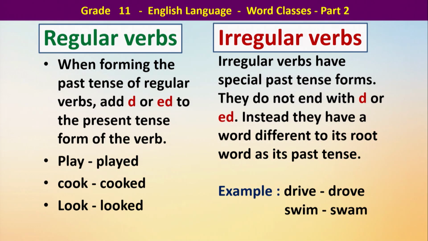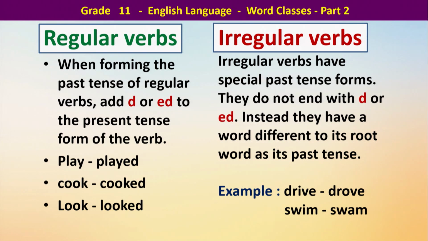Look at cook, what has happened to that word? We have to add ed and the past form is cooked. In the same way, look. Looked. Ed is added. Also, when you take the verb dance, D-A-N-C-E, just add a D there, that becomes danced. That is the past form. So, these are regular verbs. When forming the past tense of regular verbs, add D or ed to the present tense form of the verb. To the root word, you are adding ed or d.